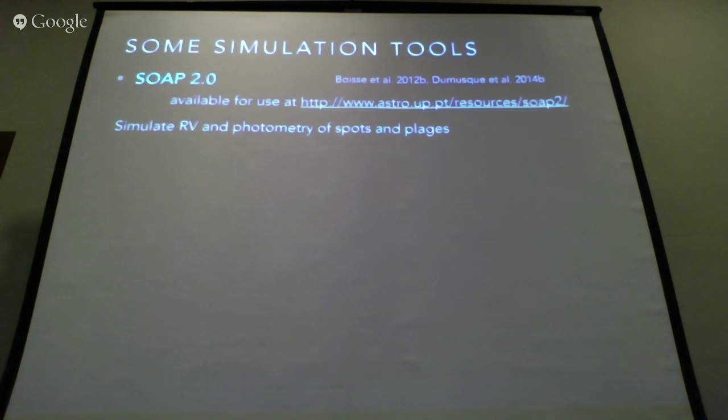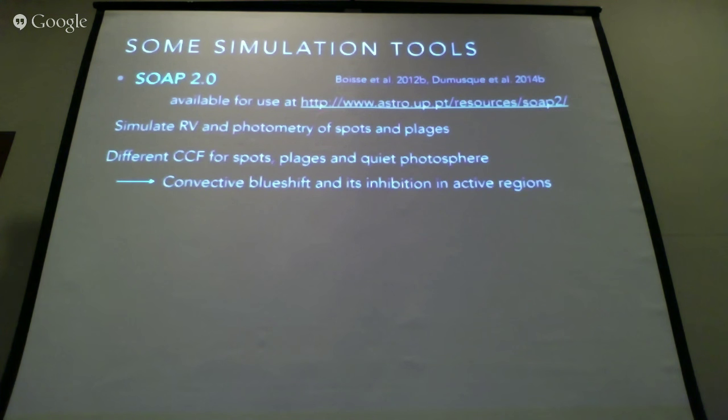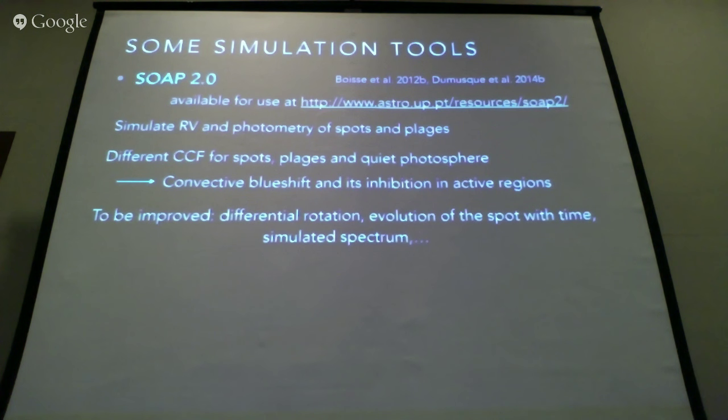So we have the SOAP 2.0 that is available for use on the internet that simulates radial velocity and photometry of spots and plages. This 2.0 version has a different CCF for spots, plages, and quiet photosphere that allows to model the convective blueshift and its inhibition in active regions. And also, we have some tools to improve the model by also modeling the differential rotation, the evolution of the spots with time, and to also have simulated spectra.